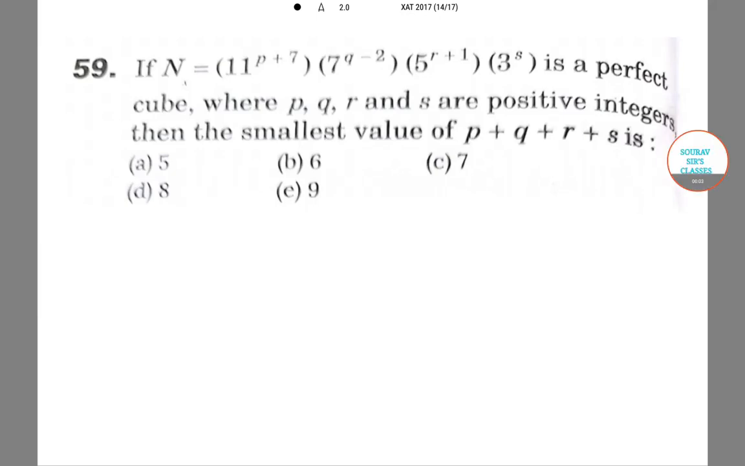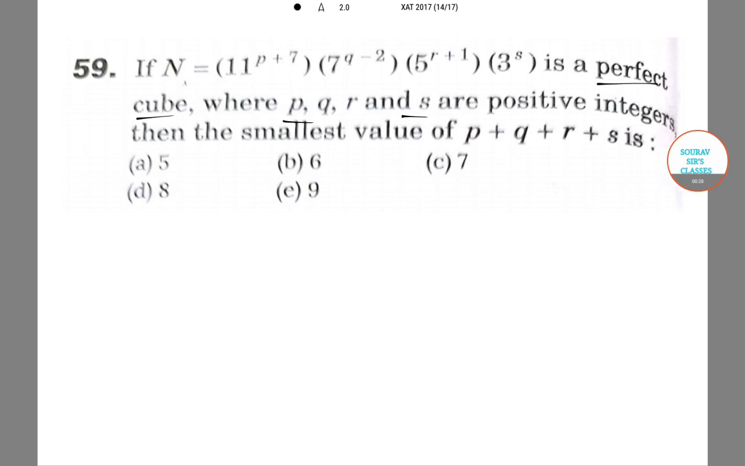The question is, if n is equal to 11 to the power p plus 7 into 7 to the power q minus 2 into 5 to the power r plus 1 into 3 to the power s is a perfect cube where p, q, r and s are positive integers, then the smallest value of p plus q plus r plus s is.